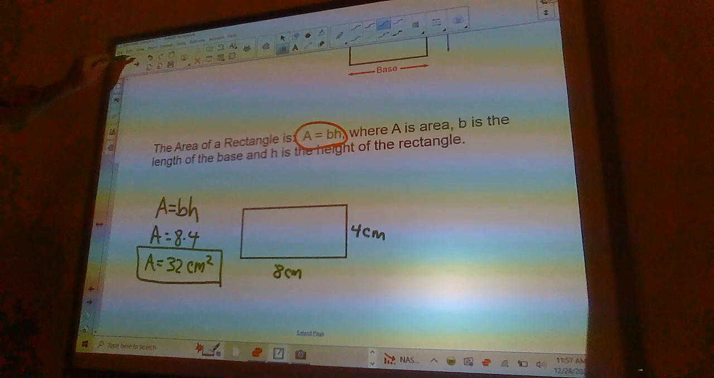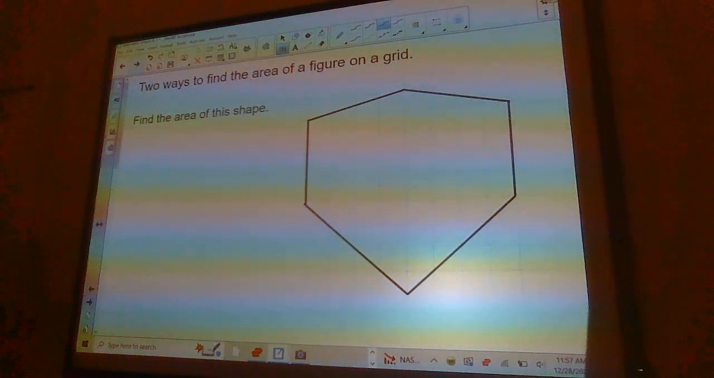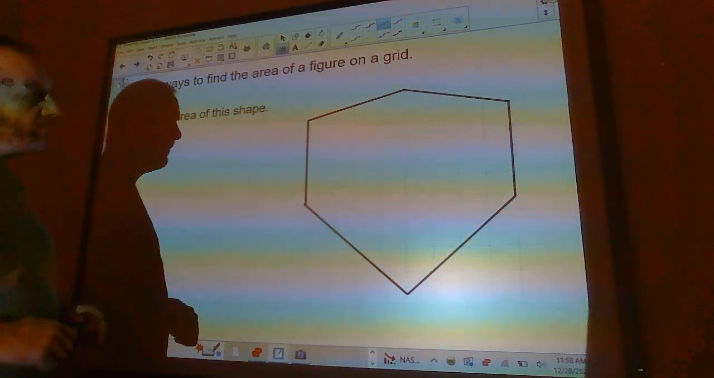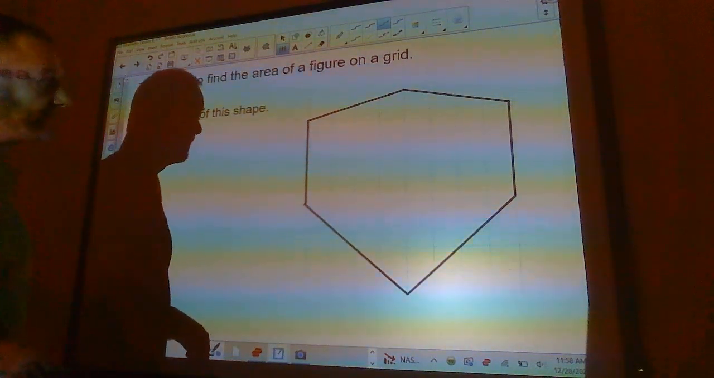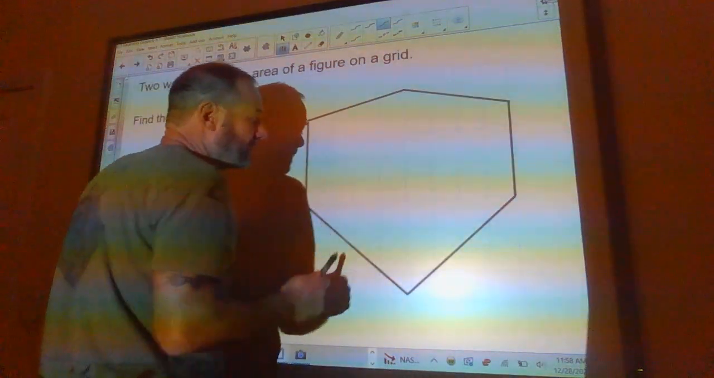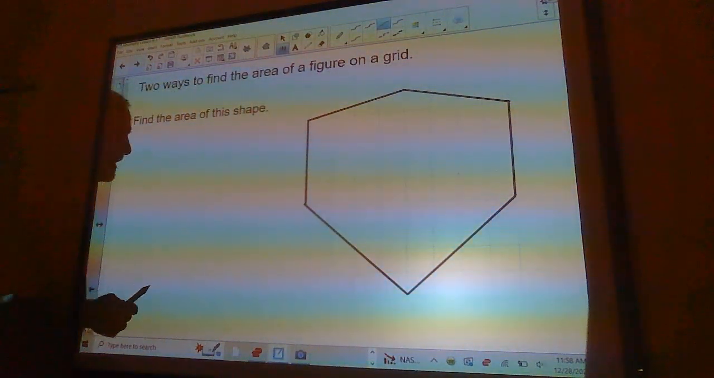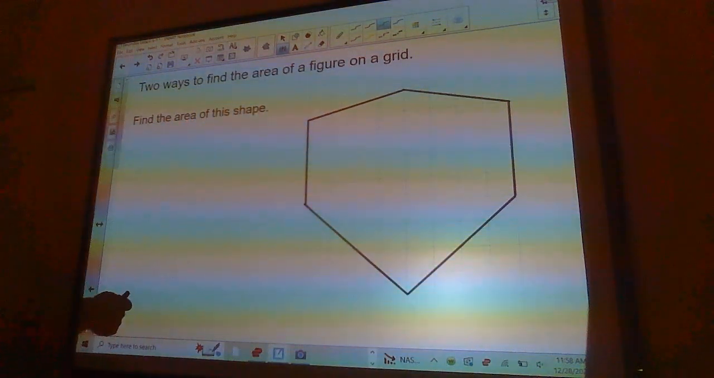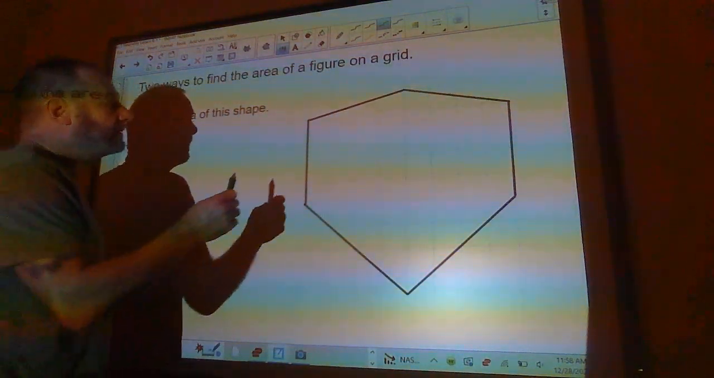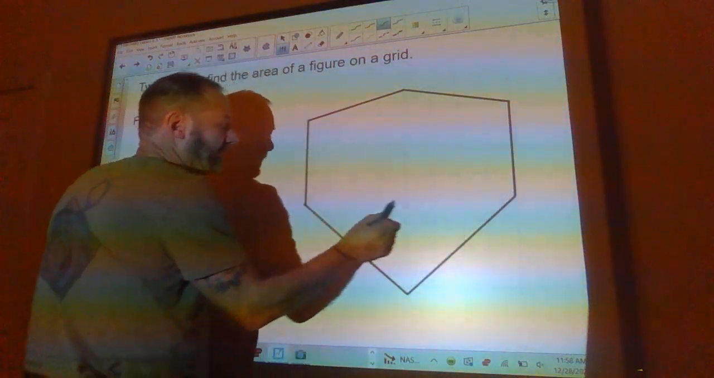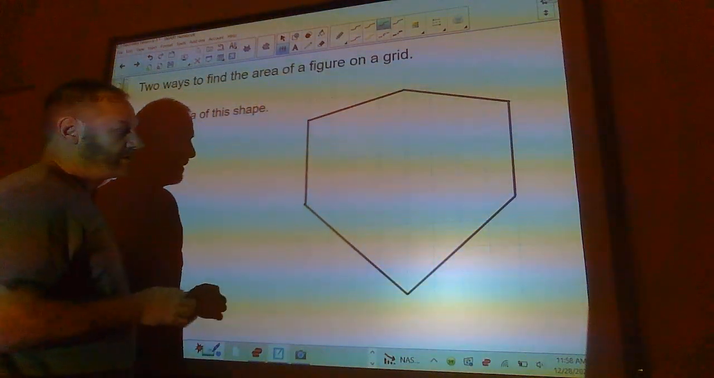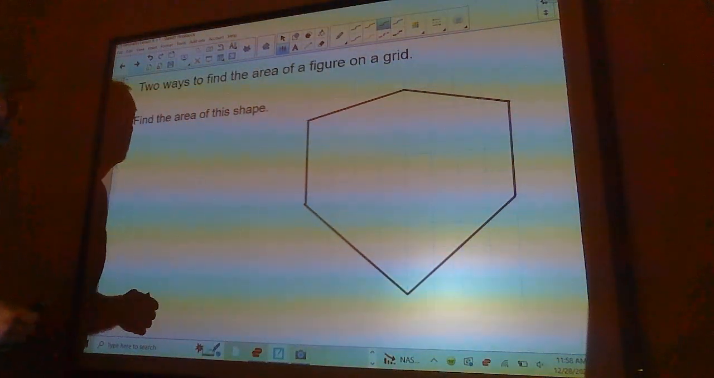Now we can use that to find the area of other figures on a grid. So this shape right here, one of the ways that you can do this is to simply count the squares that are in here, and then we have formulas for finding the triangles. But I could divide this thing into a rectangle right here as well, find the area of the rectangle, find the area of the triangles here and down here, and add those together.